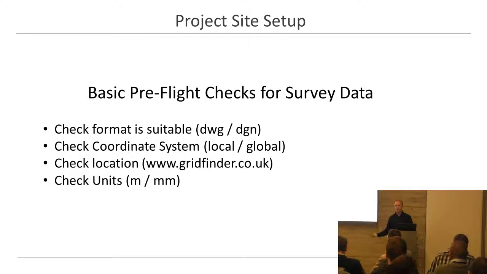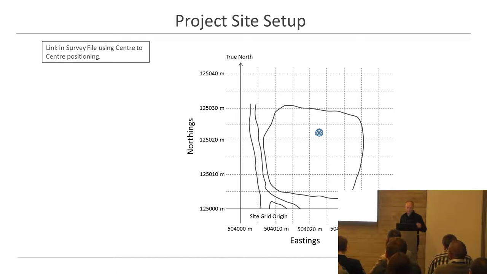And finally, and quite importantly, check the units of the file. Okay. Typically, a survey file coming in from a survey company will be in meters and not millimeters. As architects, we tend to work in millimeters, so you just need to be aware of what units are being used within that survey file. Okay, so I've kind of stolen this from BS 1192 because it's everybody's favorite standard. Okay, so just to give you a little bit of familiarity there.